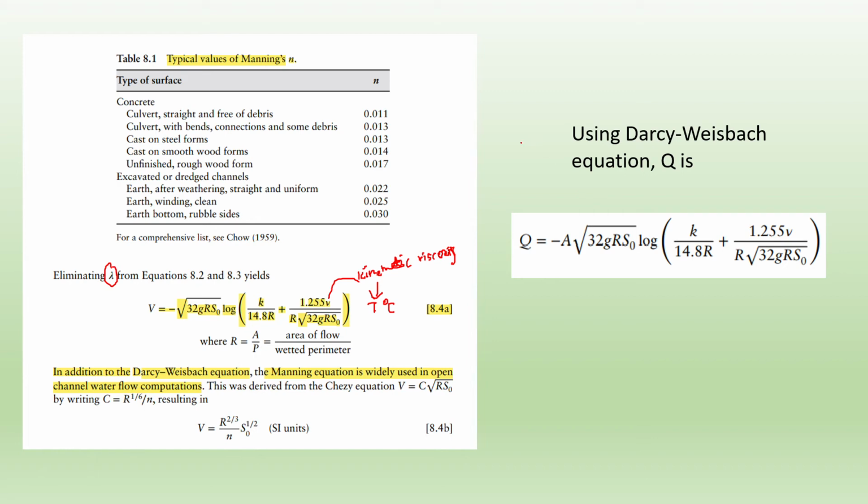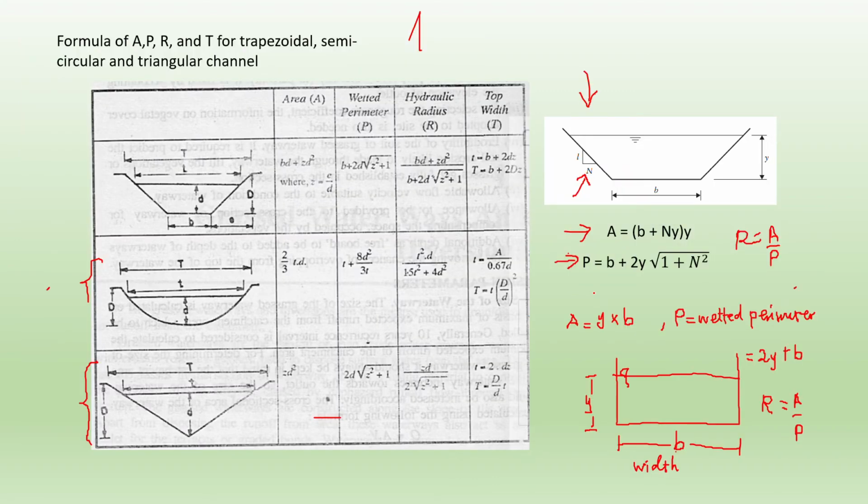Okay, so if you want to use the Darcy-Weisbach equation, then the formula is like this. You just multiply the Darcy-Weisbach equation with A, and then don't forget this negative sign in front of this equation. Don't forget about it. So we will learn how to use this equation from the example that I will share with you later. Normally we only deal with rectangular channel. So rectangular channel is quite straightforward.